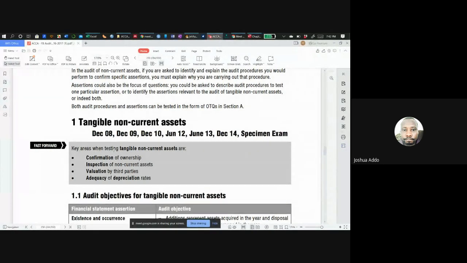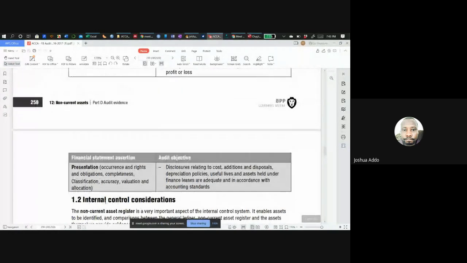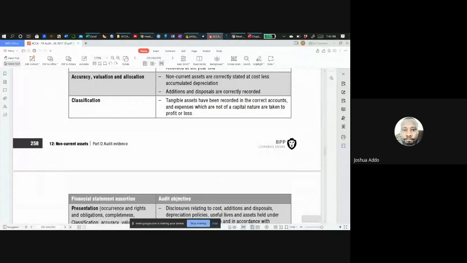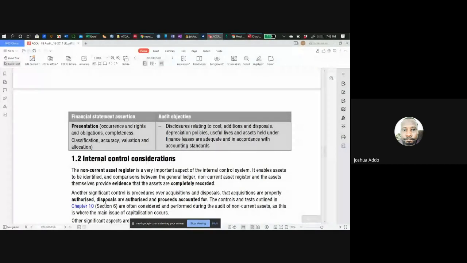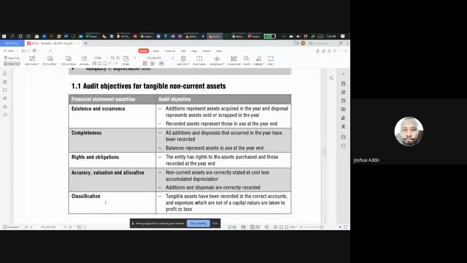Inspection, valuation and adequacy. So let's come to 1.1, audit objectives for tangible non-current assets. The objectives will generally be the assertions, because that's what management seeks to communicate as what they want to achieve around non-current assets: existence and occurrence, completeness, rights and obligations, accuracy, valuation and allocation, classification, and presentation. So we'll discuss them across these assertions.